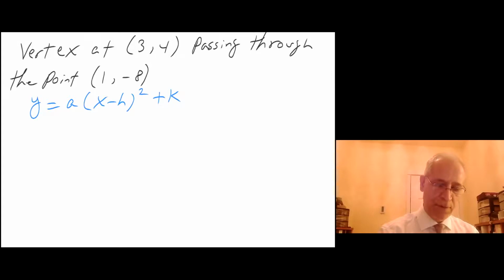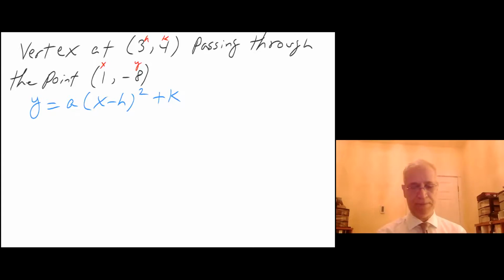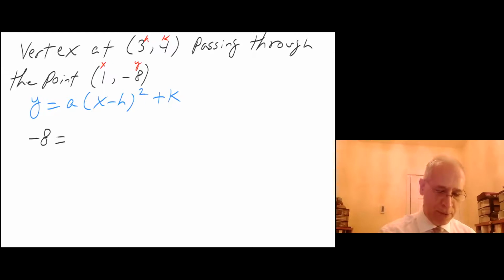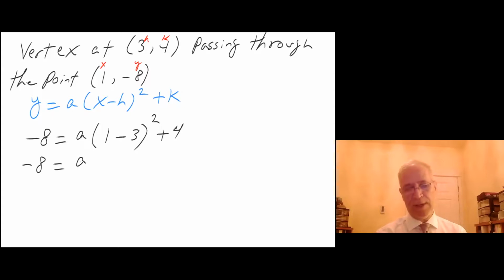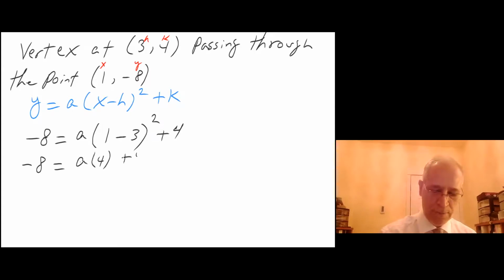For x and y, I'm going to use my given point, and for the vertex, of course, h and k. And so I'm going to write this as -8 equals some a that I'm trying to find out, (1 - 3)² + 4. So -8 equals a times 1 minus 3 is -2, squared, that is 4, plus 4. So if I subtract 4 from both sides of this equation, I get -12 equals 4a. Therefore, a equals -3.